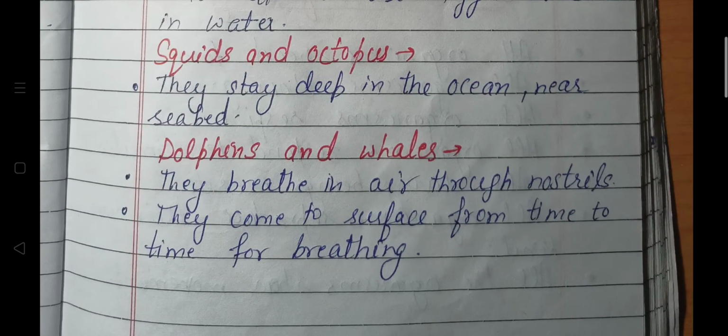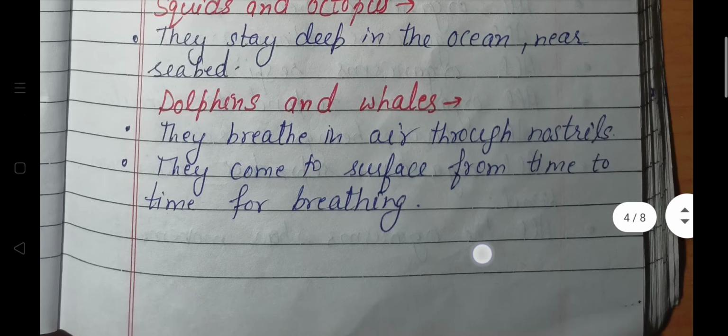But in the case of squids and octopus, they stay deep in the ocean near the seabed. Dolphins and whales breathe in air through nostrils and come to the surface from time to time for breathing.